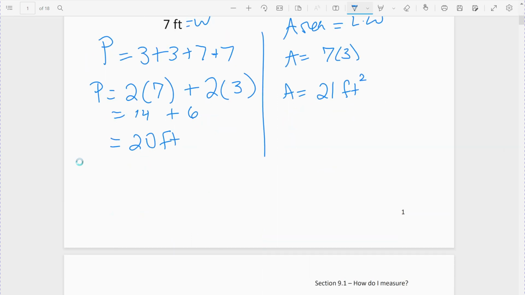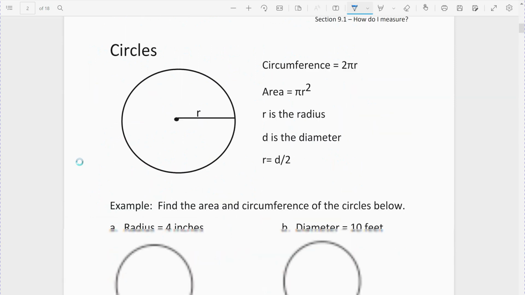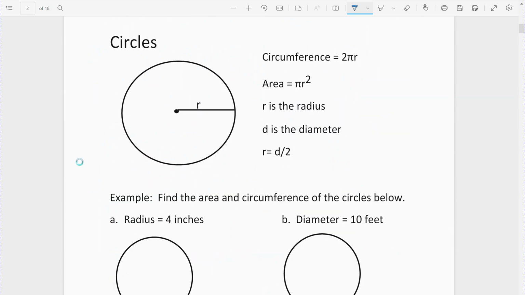All right, the next shape we're going to look at is circles. The formulas for circles, you will be given. They're either in this set of notes or, like I said, on the general class formula sheet. The circumference is just a fancy word for perimeter of a circle. That's all the circumference is. Circumference is the distance around the circle. If I walked on this edge all the way around, that's the circumference.